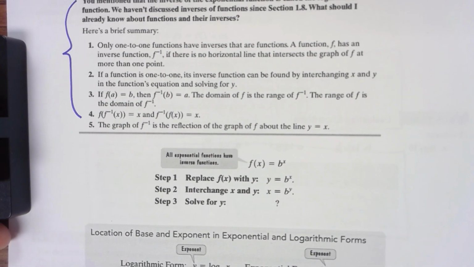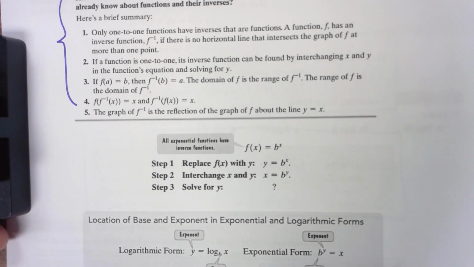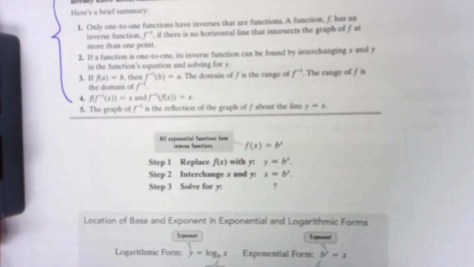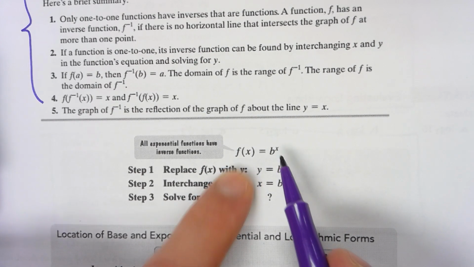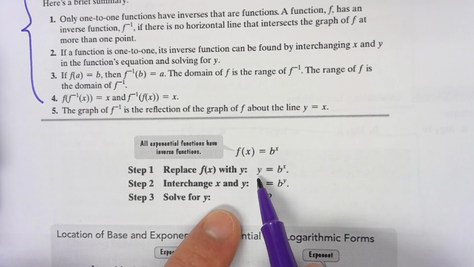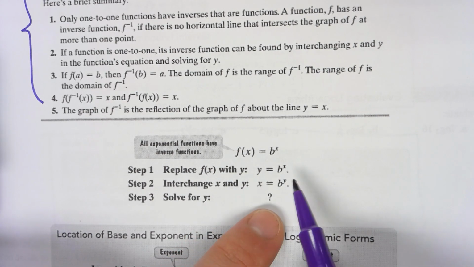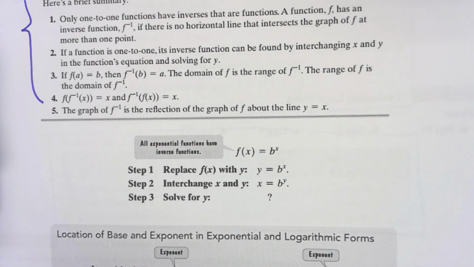So here's one of the main things we did with inverses. I gave you an equation. I said, find the inverse of that equation. And so how we do that is we have f of x equals b to the power of x. We change f of x to y. Then we switch where x and y were located in the equation. That was us finding the inverse.